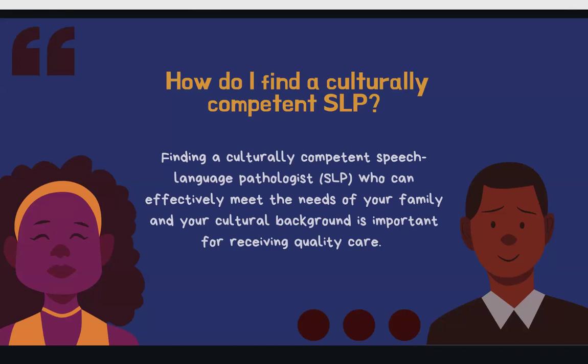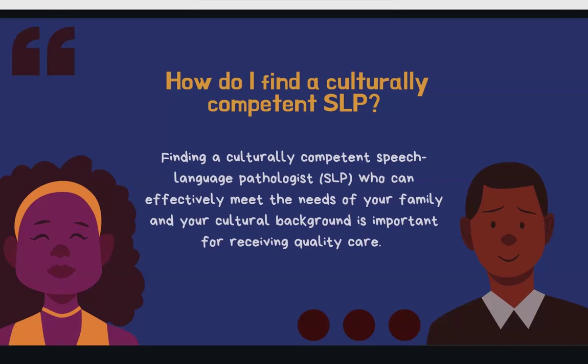Seek feedback. Ask for feedback from other families or individuals who have worked with the SLP in the past, especially those from a similar culture. Their experiences can provide valuable insight into that SLP's cultural competence and effectiveness.